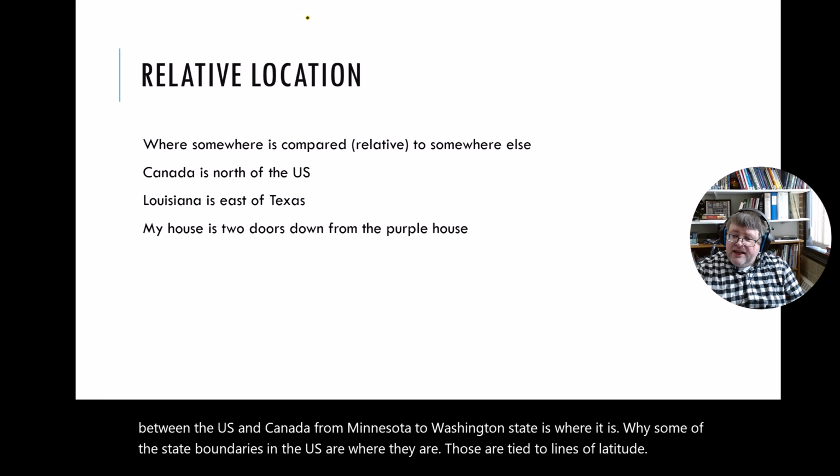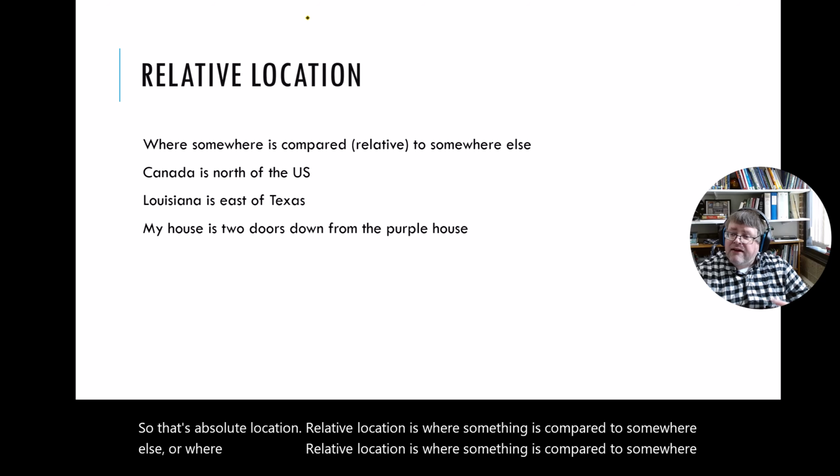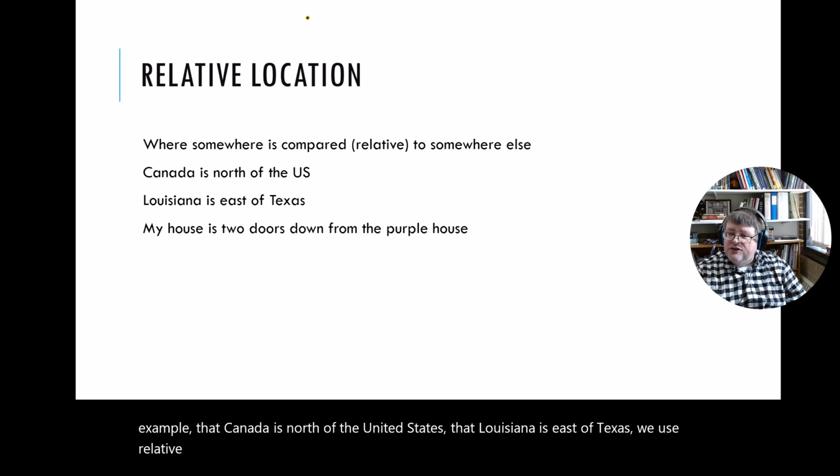So that's absolute location. Relative location is where something is compared to somewhere else. So we could say, for example, that Canada is north of the United States, that Louisiana is east of Texas. We use relative location all the time when giving directions to people, particularly before there was GPS.